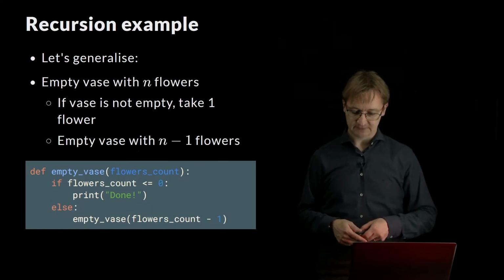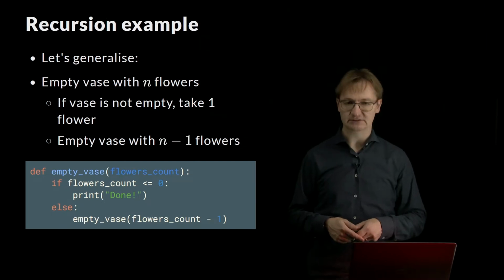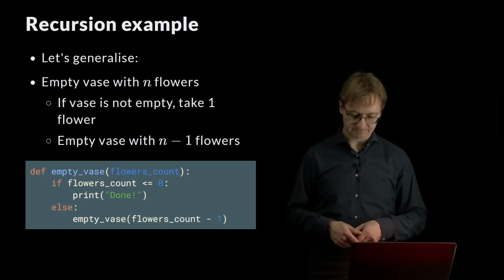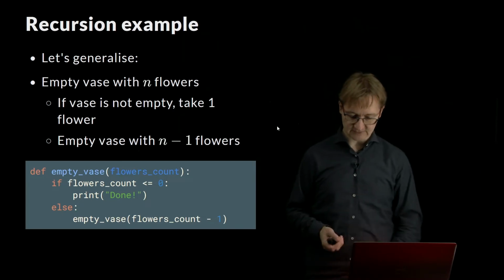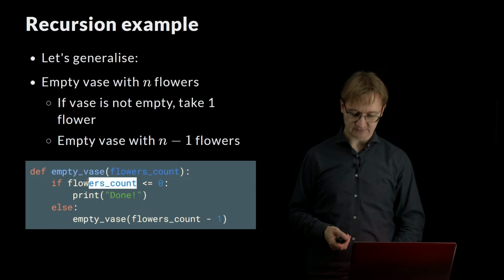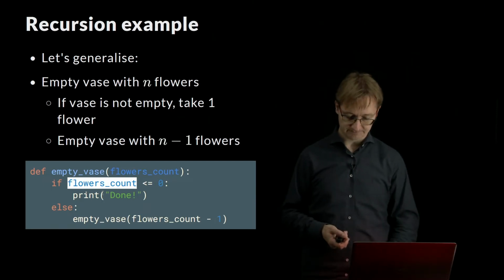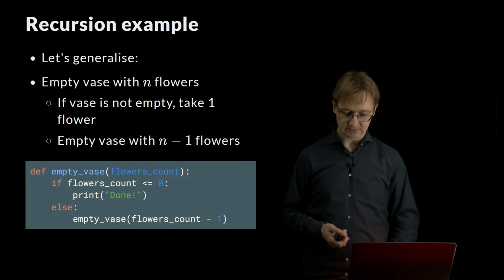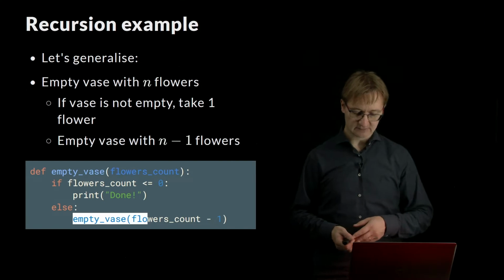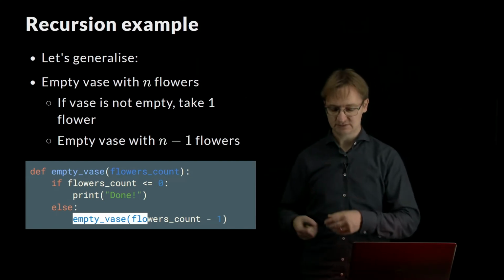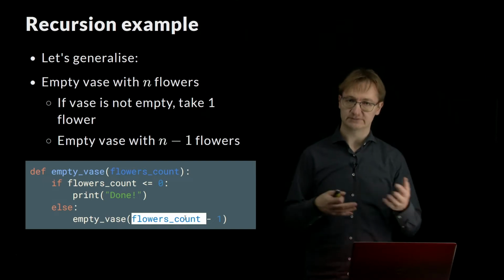So we have a function, empty vase, and it has a parameter, flowers count. And what do we do inside that? First thing is that if the vase is empty, or if there are no flowers inside it, then we say it's done. And in the other case, if there are some flowers in the vase, we call the same function, but we pass in the value of the flowers minus 1.